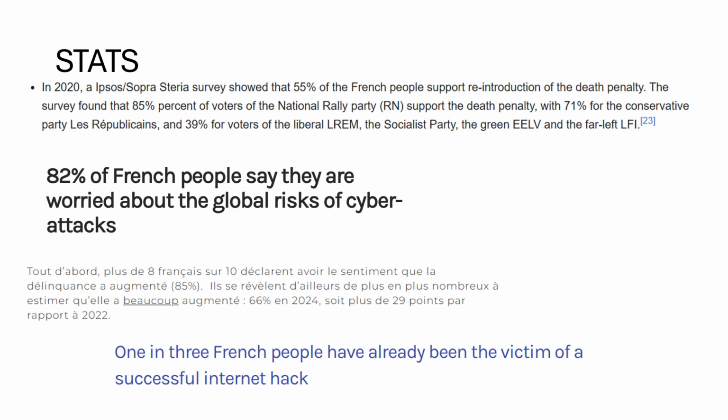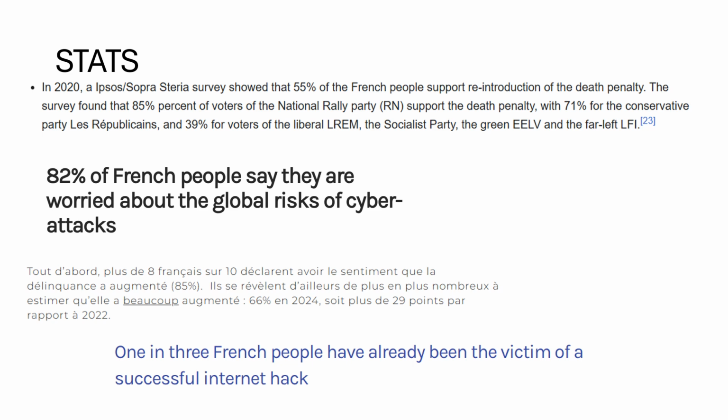In 2020, an Ipsos/Sopra Steria survey showed that 55% of the French people support reintroduction of the death penalty. The survey found that 85% of voters of the National Rally Party (RN) supported the death penalty, with 71% for the Conservative Party Les Républicains and 39% for voters of the Liberal (LREM), the Socialist Party, the Green (EELV), and the far left (LFI). So we can see that for the more left-wing parties, support was a lot lower compared to the more right-wing parties.